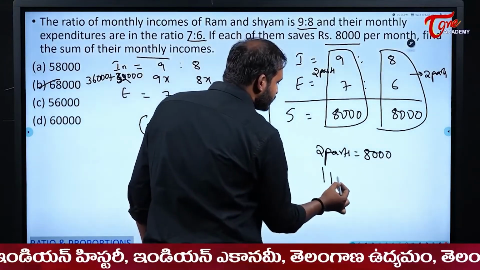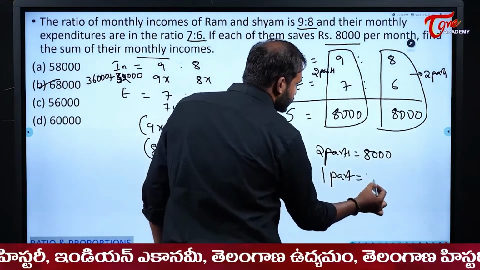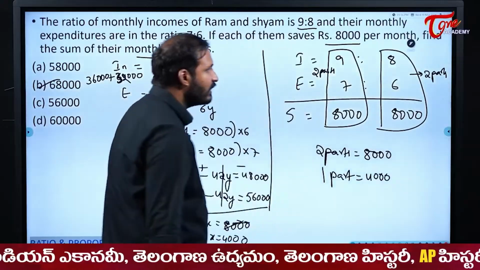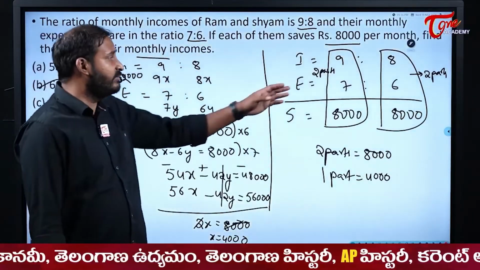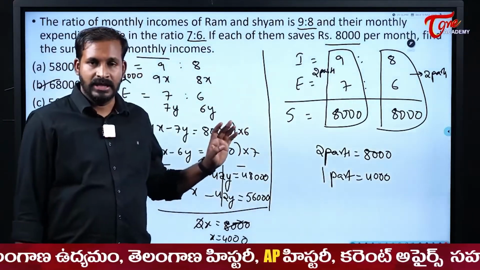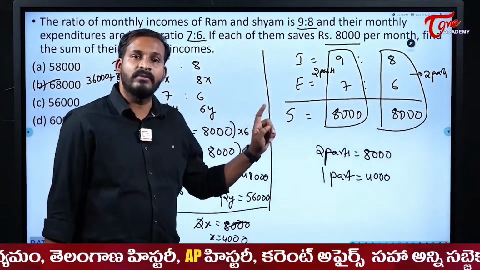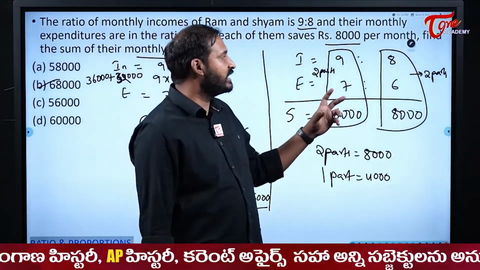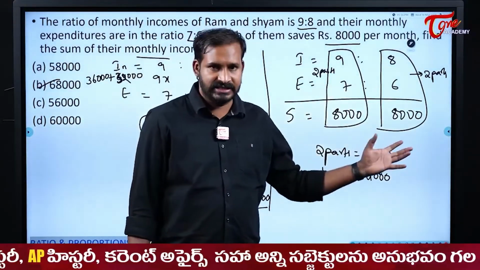So one part becomes what for me here? One part becomes 4,000. Generally, it may or may not be equal. I am telling you this one. It may or may not be equal, but in general, we can make them equal. We will see that later.